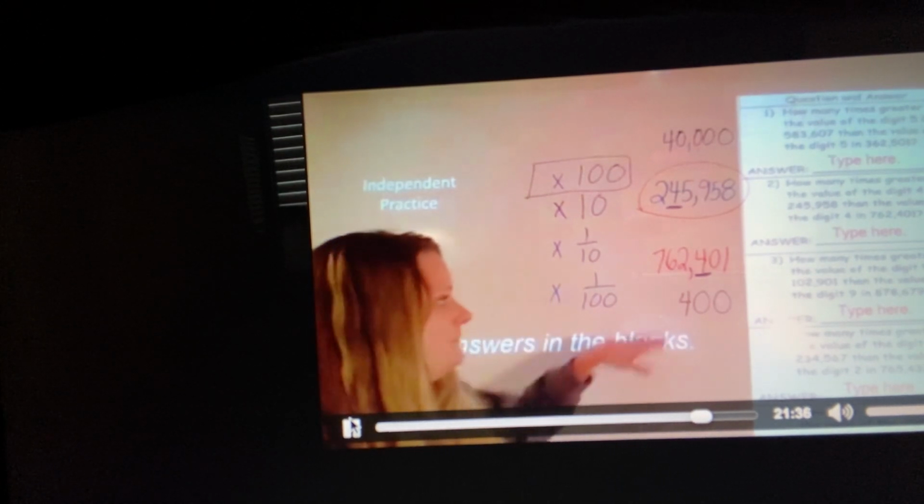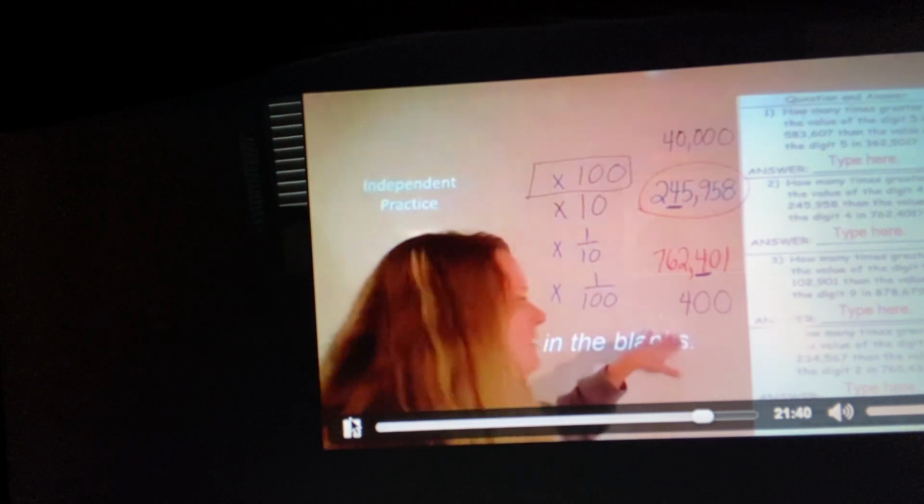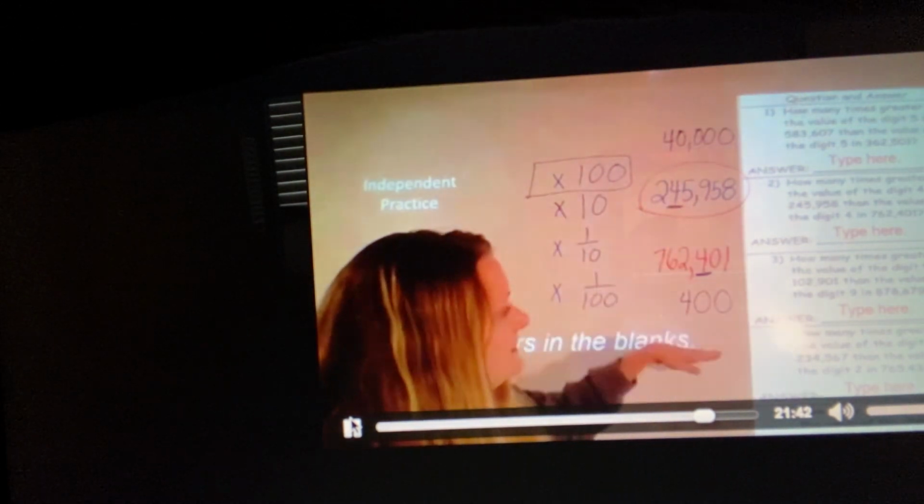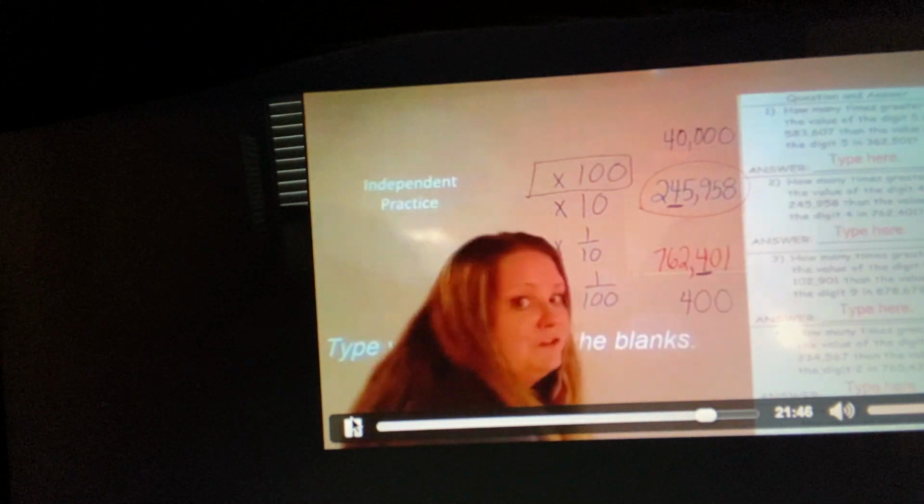You can also just look at the values. Some of you, if you know your rules with zero, your middle math, 400 times what gets you 40,000? Well, how many more zeros are on this? 2, if you can look at it that way.